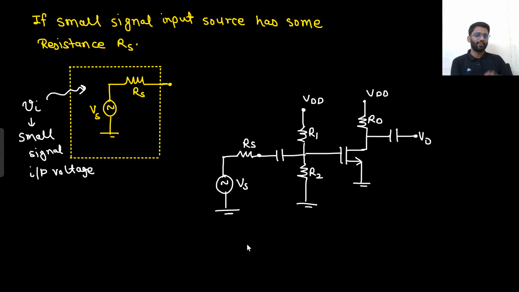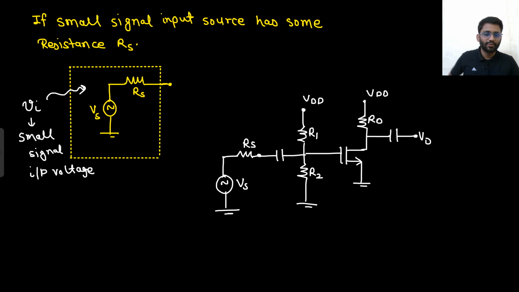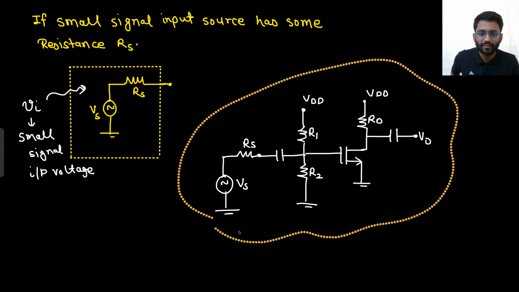What changes will it bring? What changes will it bring in DC analysis? Will there be any change in DC analysis? No, because in DC analysis, this complete stage will be eliminated. This complete stage will not come, because the capacitor will be open circuited. So there will be no change in the DC analysis, but there will be a change in the AC analysis. What will that change be? Let's check that out. So let's do the small signal analysis.